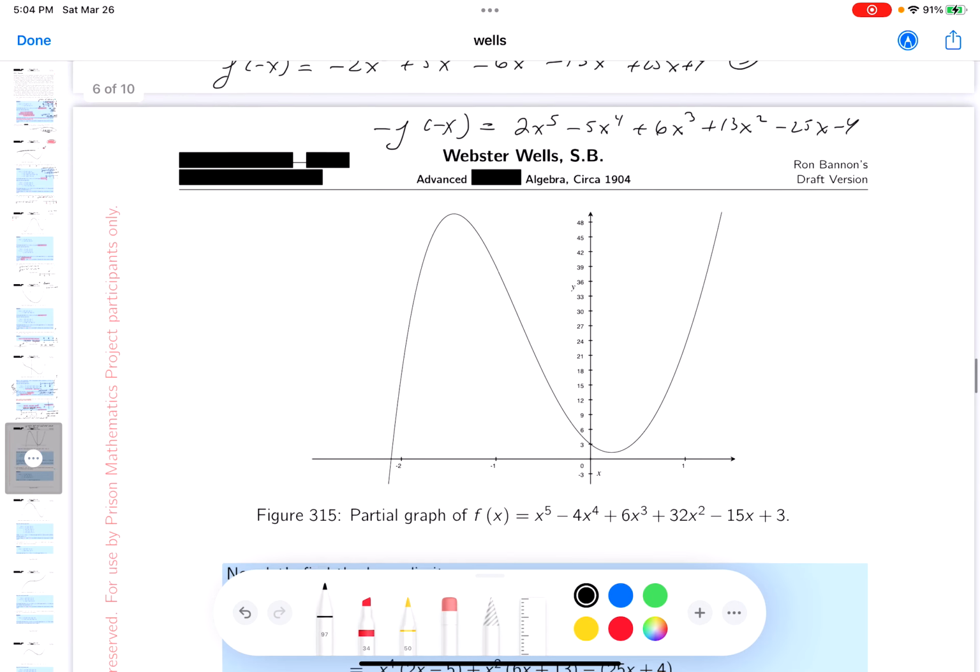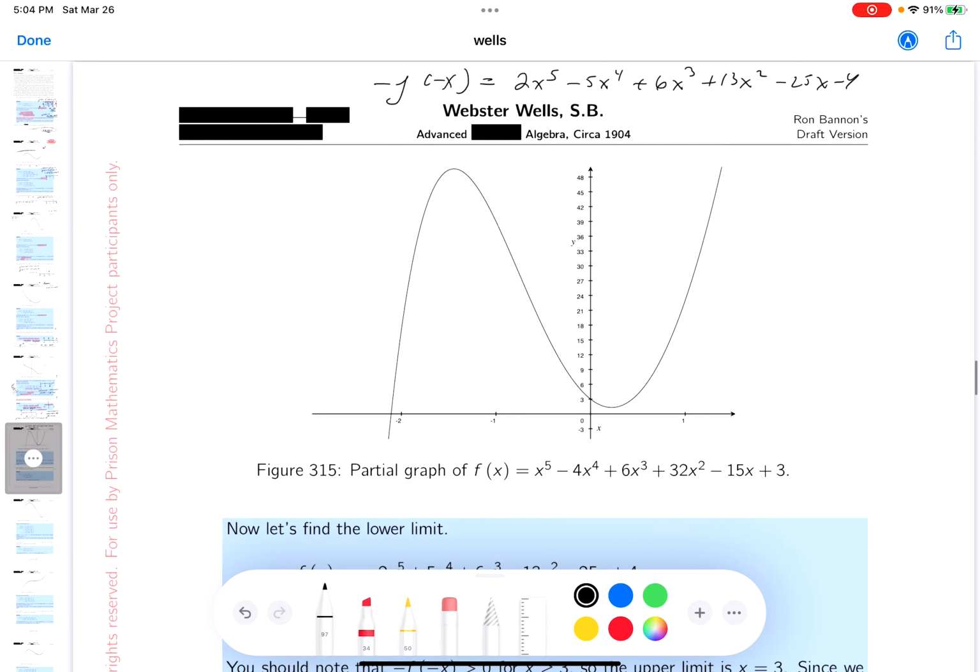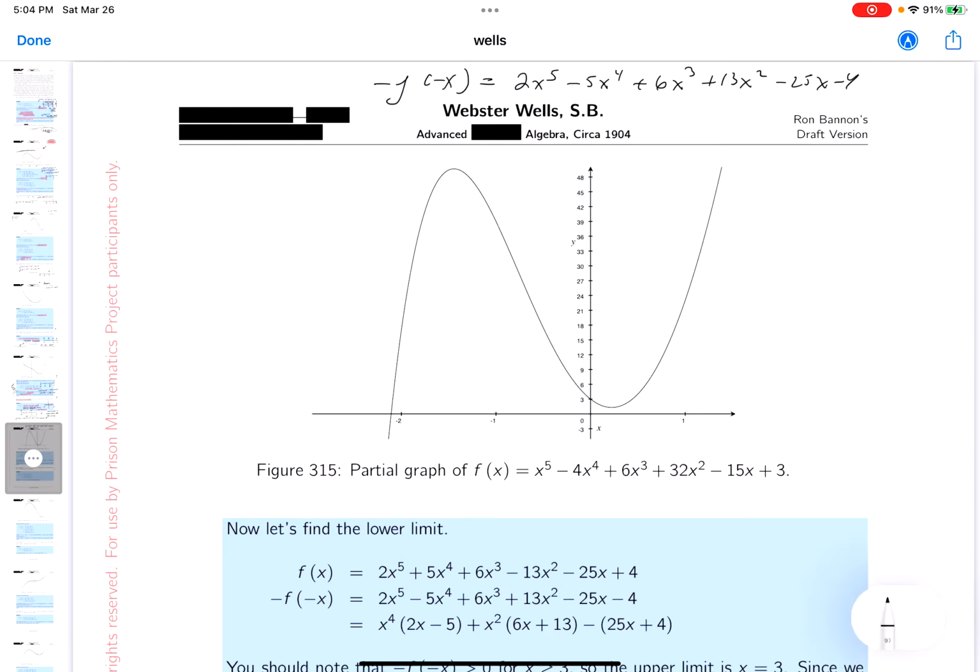Let's just go to the key. I want to make sure it's written down for you. Let me push this out of the way and get my little red thing out, see how we did. All right, we just did this. And 2x^5, I got that, minus 5x^4, plus 6x cubed, plus 13x squared, minus 25x, minus 4.